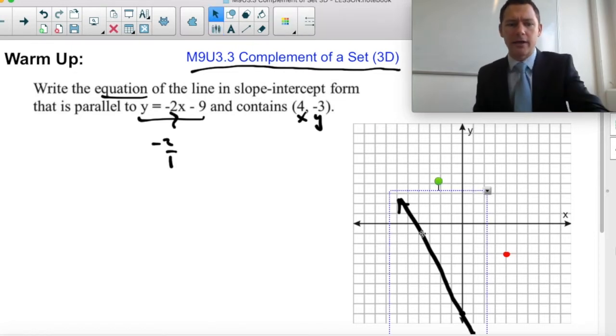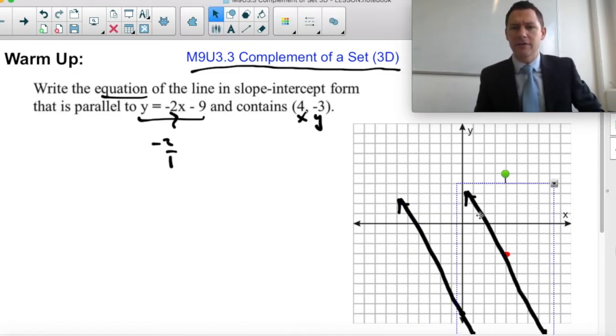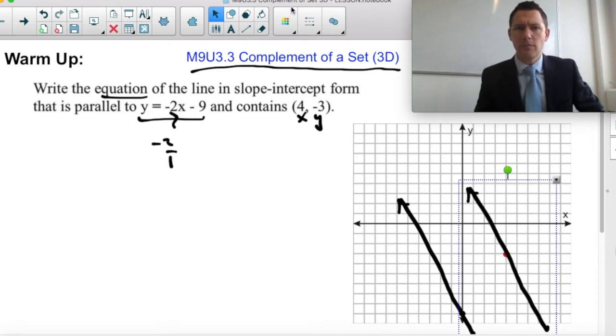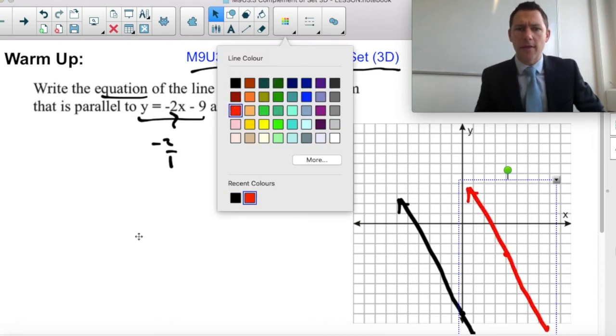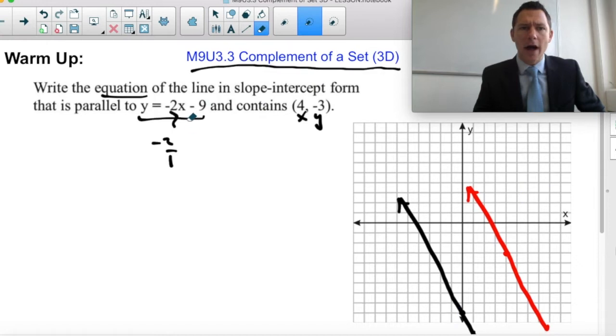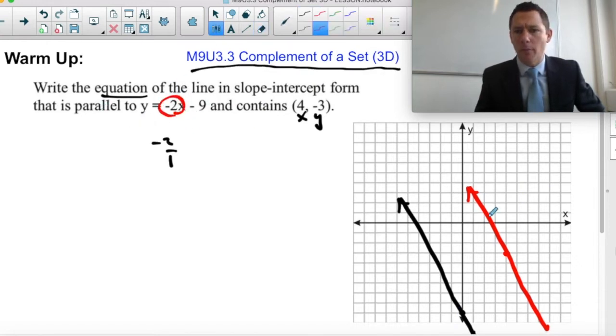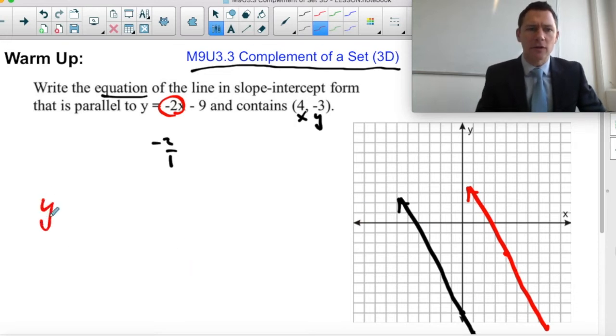And this point, 4, -3, is nowhere near that line. I really want something with the same slope that goes through that point. Right? I want that one. Since it's parallel, I want to use the same slope. So I know that my new equation is going to look like y equals -2x plus c.